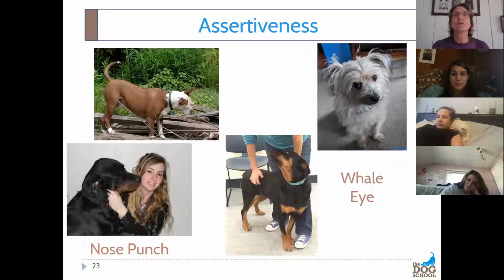Okay, so assertiveness, and this is where the whale eye comes in. Assertiveness can be seen in numerous situations. The next slide is going to be assertiveness with other dogs. And when this PowerPoint was first developed, it was all about dog-to-dog communication and body language, but it's usable with humans because they're saying the same thing regardless of who they're saying it to or what species.